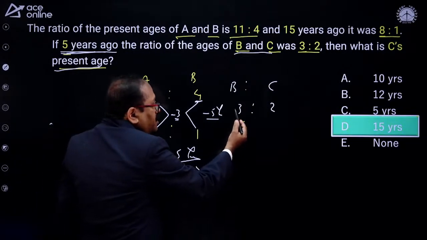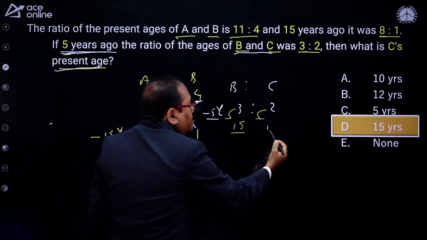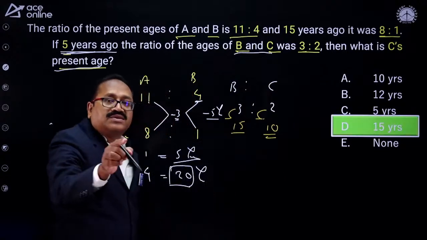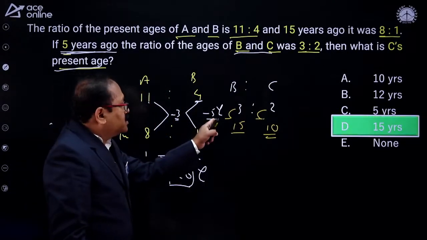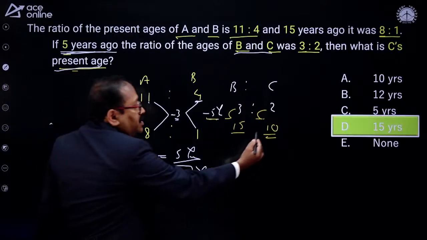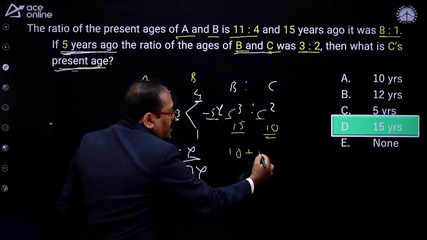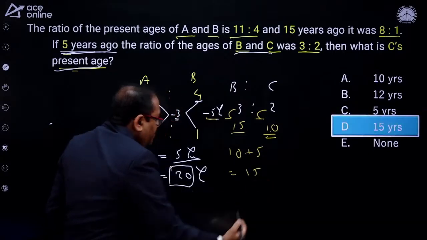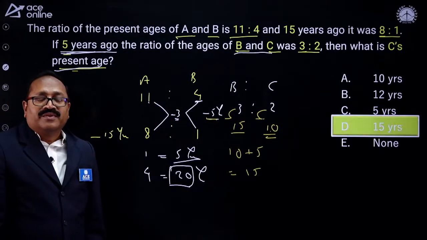Now, if 3 part is 15, what is 2 part? 2 part is 10. And Princey, you said 10 is the answer. But this is the age 5 years ago. You are asked to find the present age. The present age of C will be 10 plus 5, which is nothing but 15. That's all. Well done, sir.